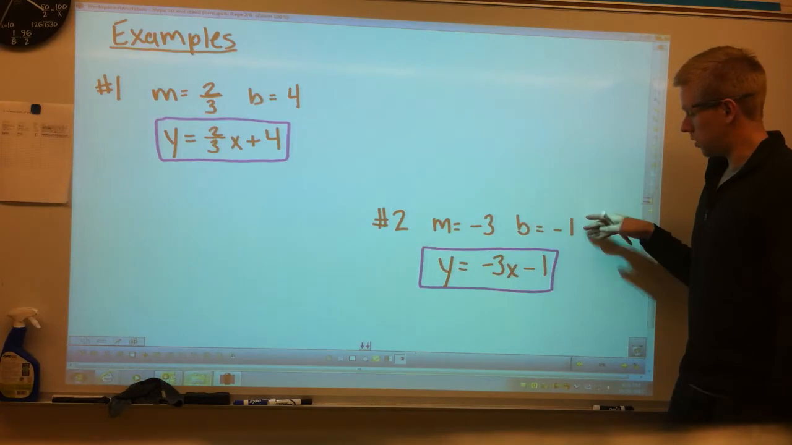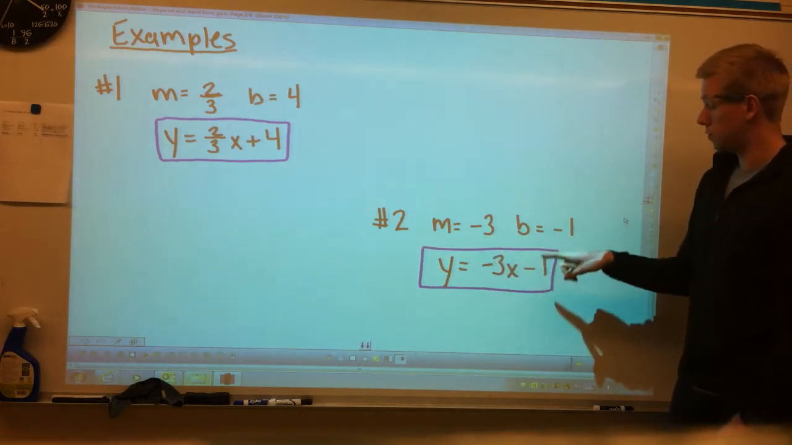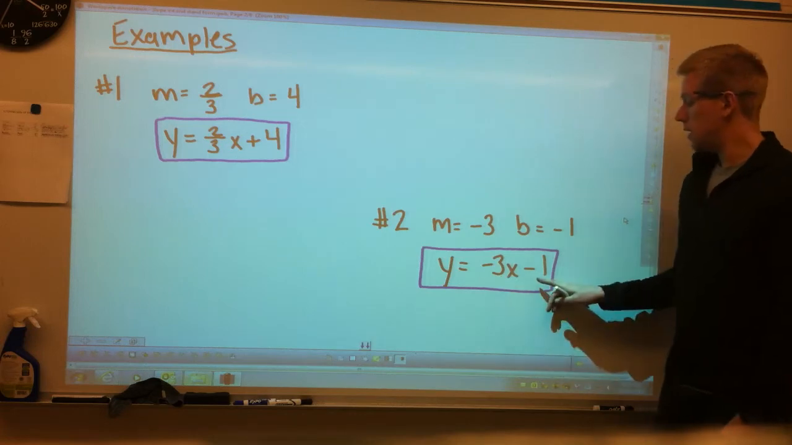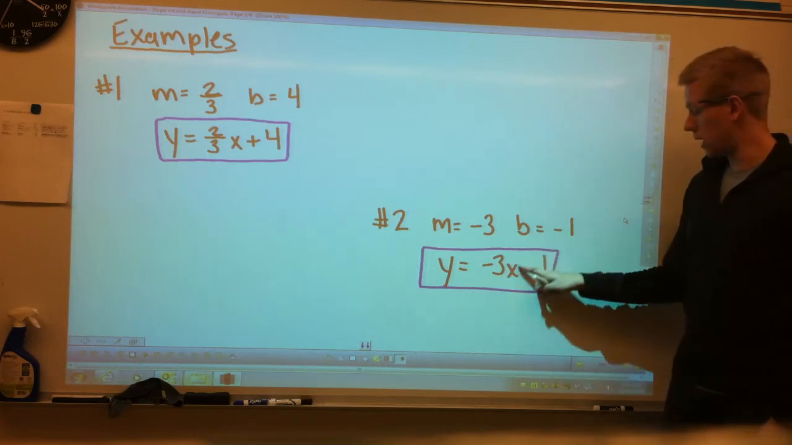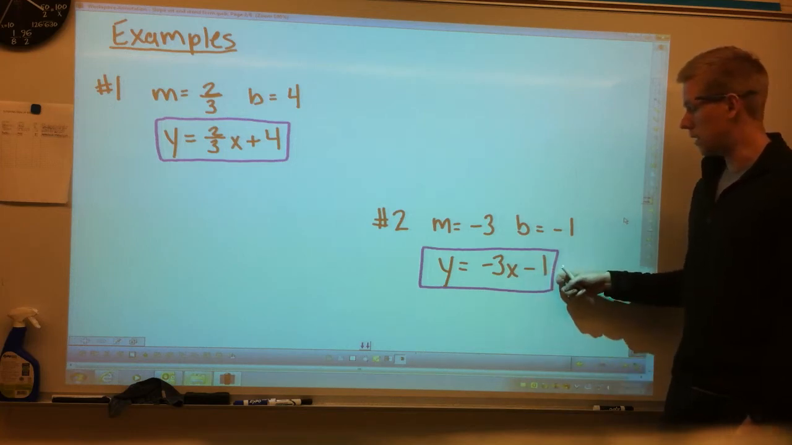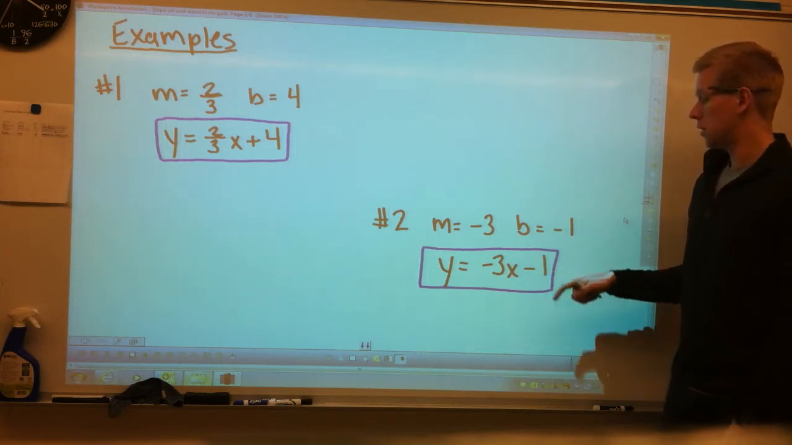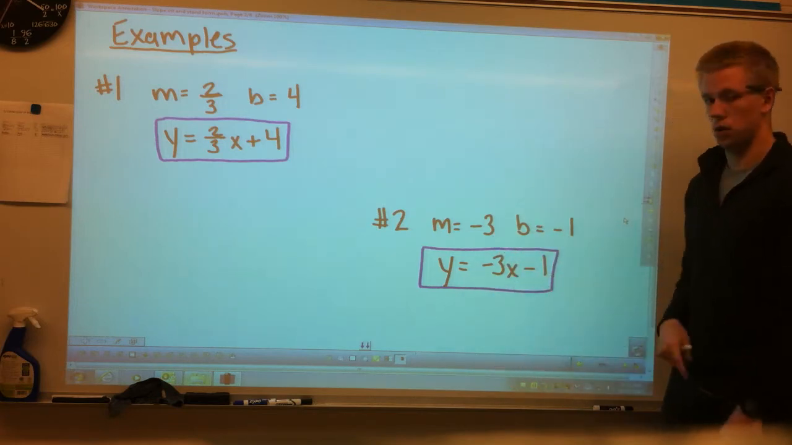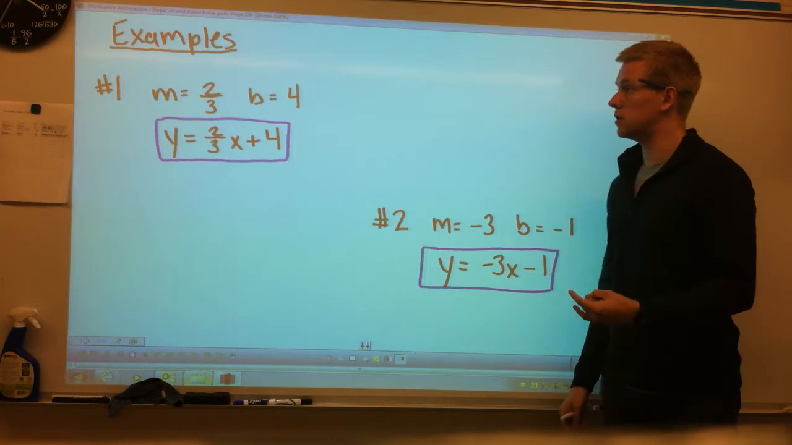Again, same thing with number 2. This time I'm given -3 and I'm given -1. I simply plug them in. -3 was my m, -1 was my b. Now I don't have to write +1, I need -1, so I have -1 here. So that would be the linear equation, given these two things here, I'd have y equals -3x minus 1. Very easy, two examples.